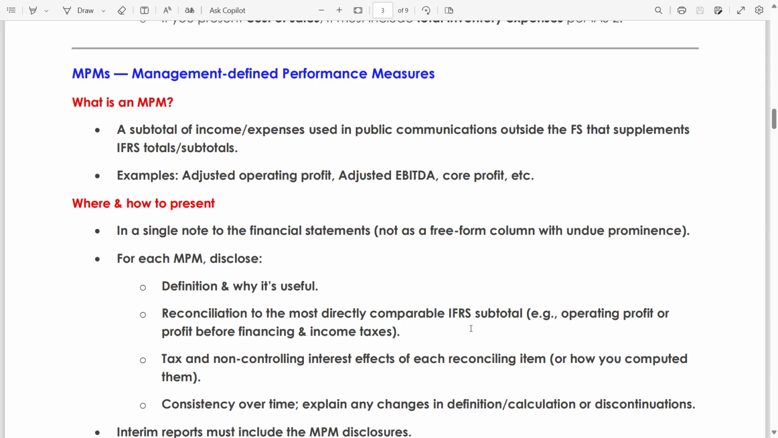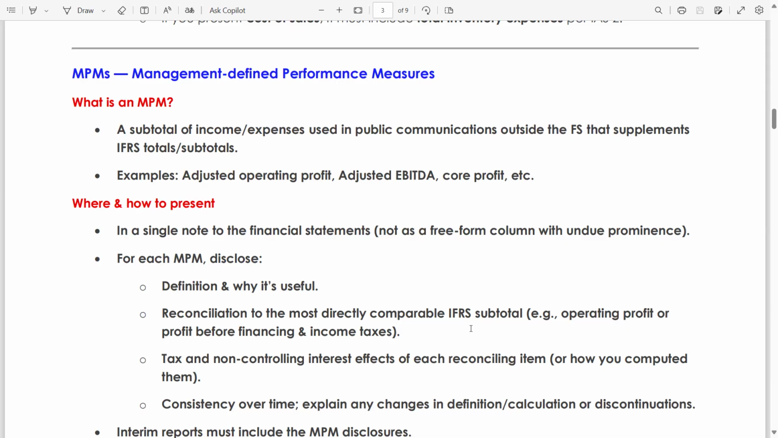Where and how to present MPMs: in a single note to the financial statements, not as a free-form column with undue prominence. For each MPM, disclose the definition and why it's useful, and a reconciliation to the most directly comparable IFRS subtotal: operating profit or profit before financing and income taxes.